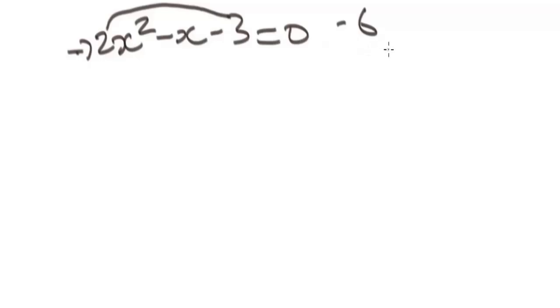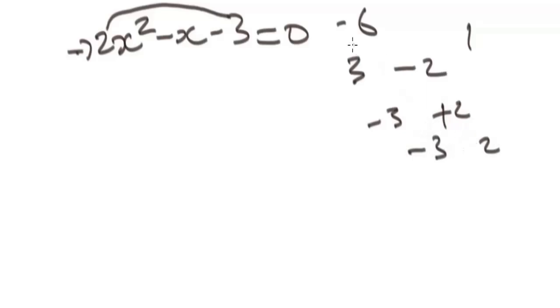Let's check 3 and negative 2. 3 times negative 2 is minus 6, then 3 plus negative 2 gives us 1, so it does not work. So let's try minus 3 and 2. Minus 3 times 2 gives us negative 6, and minus 3 plus 2 gives us negative 1. So minus 3 and 2 will work.